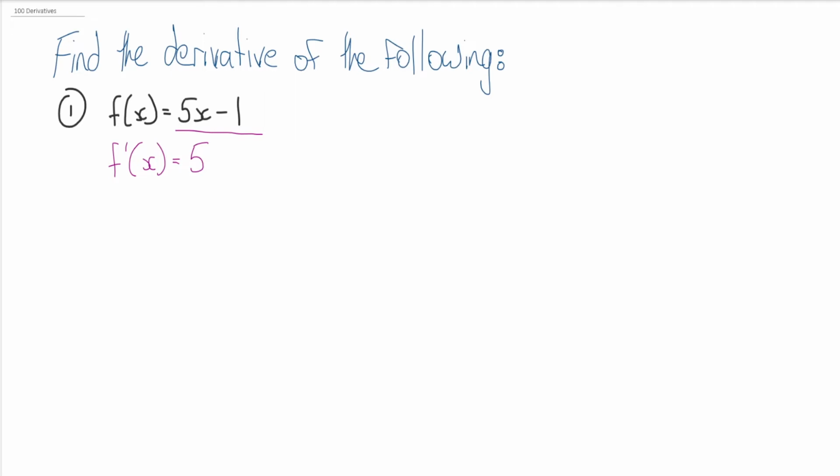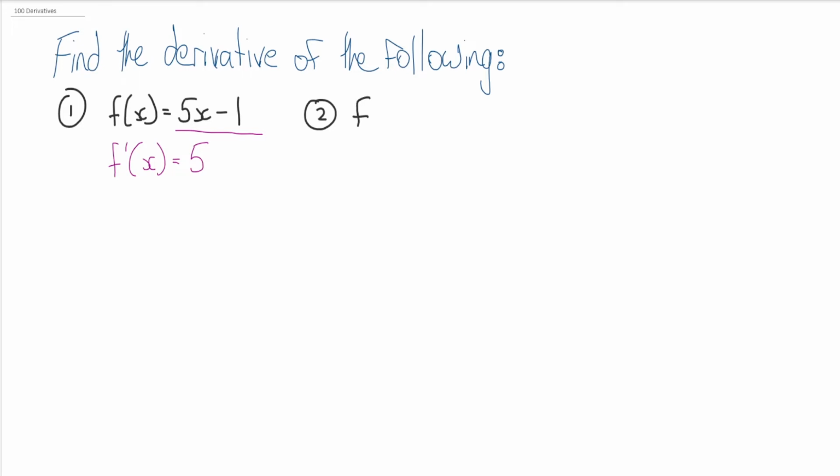Our constant, really, we could write that as 1 times x to the 0, because x to the 0 is 1, right? And then we bring the exponent down, and what happens? The whole thing becomes 0, right? So it's 5 plus 0, or just 5. All right, not bad. Let's jump to number 2.